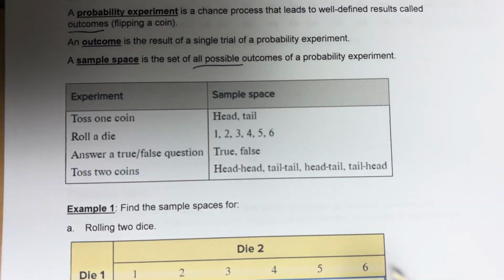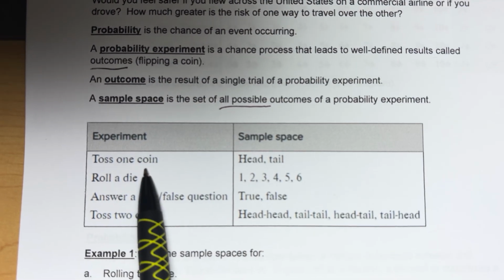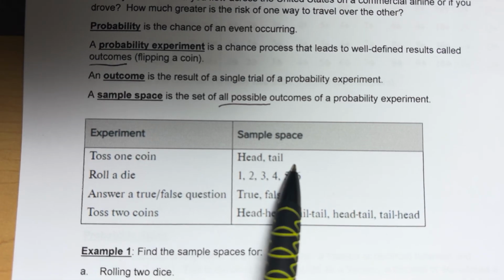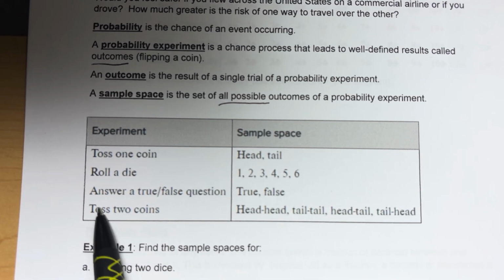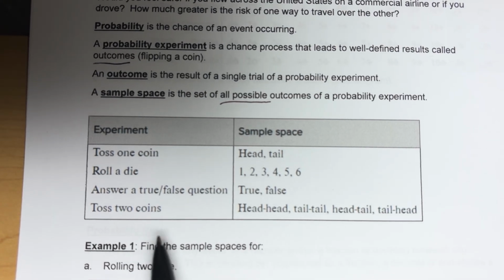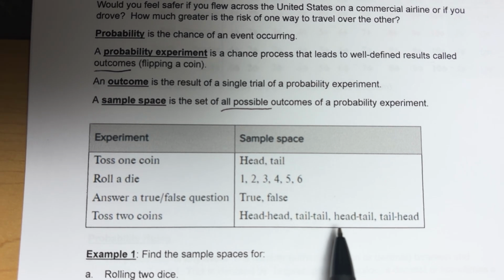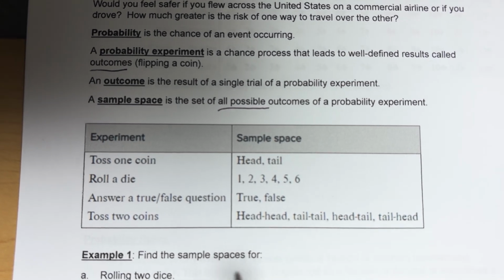So a couple of things we have for experiments: we have tossing a coin, and your sample space would be heads or tails. Rolling a die, 1 through 6, that would be a regular die. Answering a true or false question, the options are true or false. Tossing 2 coins, we'd have head-head, head-tail, tail-head, or tail-tail. And the order matters here.